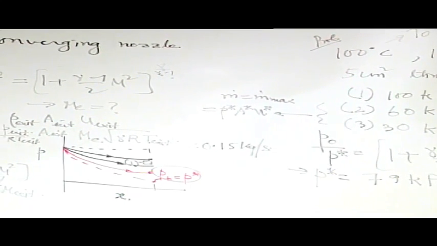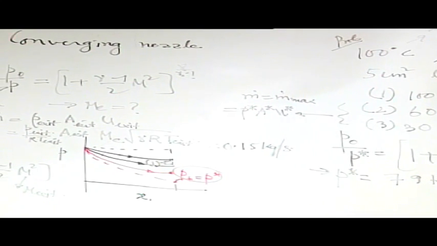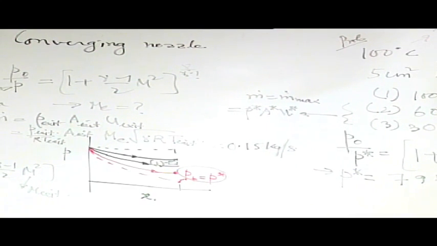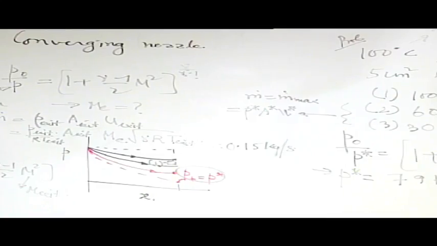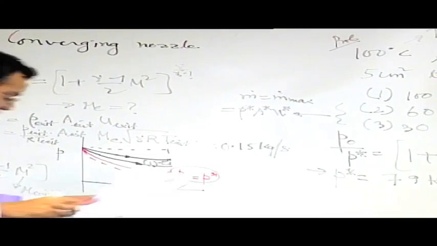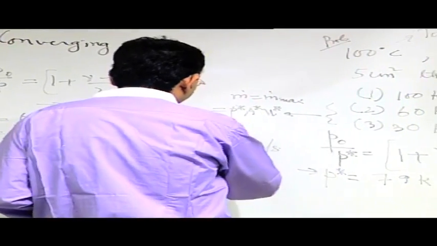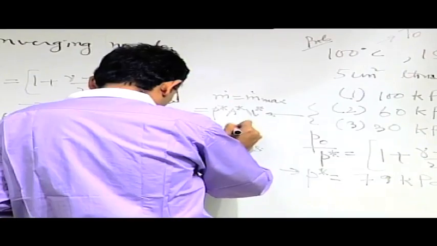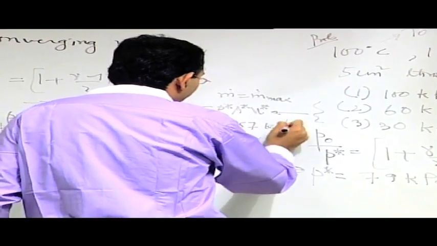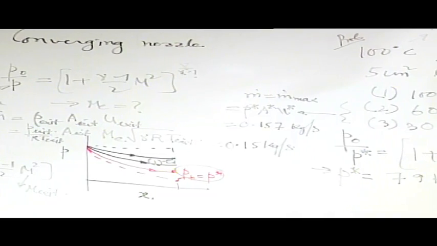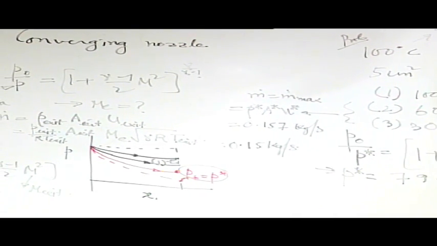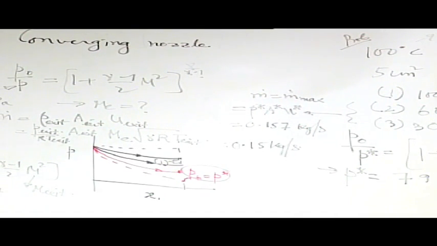These you can write exclusively in terms of the stagnation properties, P0 and T0, and A star, which is the exit or throat area; the throat is the exit for the converging nozzle. If you calculate, this will come out to be 0.157 kg per second. So you can see that this is greater than the previous mass flow rate, and this is the maximum mass flow rate that you can get from this nozzle. With this background, now we will go to the converging diverging nozzle.